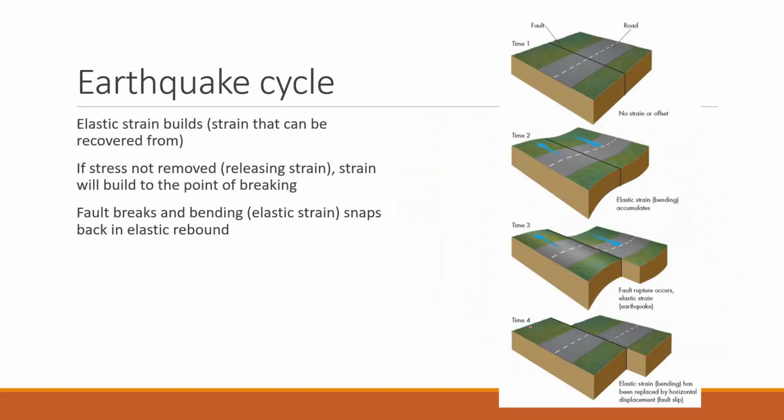So the earthquake cycle is the bending of the Earth's crust, which will then cause breaking, which then generates the earthquakes. So elastic strain is strain that can be recovered from. So if you take that popsicle stick and you bend it just a little bit and you release it, it will go back to being straight. The Earth can do that too. So you can start to bend the Earth, and if you release the strain, it will go back. So this is what we call elastic strain.